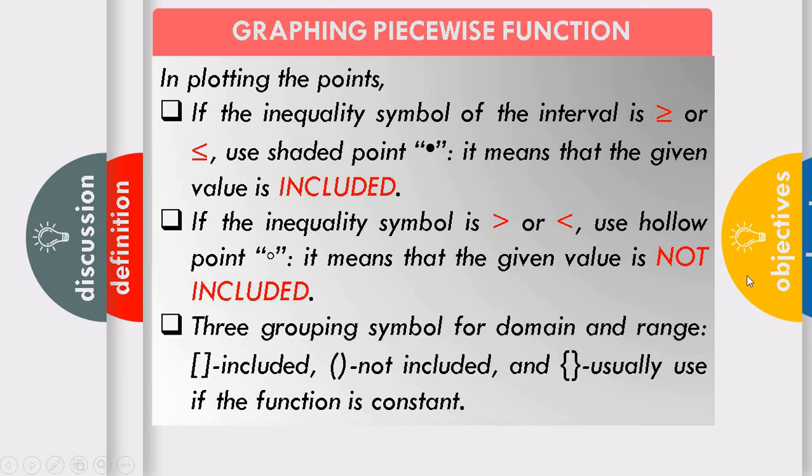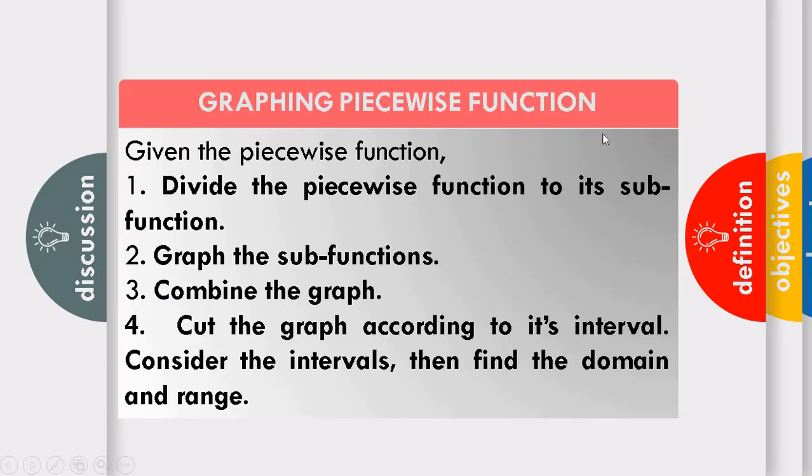So, three grouping symbols for domain and range. Bracket means included, parenthesis means not included, and braces are usually used if the function is constant. So these are the steps in graphing a piecewise function. Given the piecewise function, first, divide the piecewise function into its subfunctions. Second, graph the subfunctions. Third, combine the graphs. And lastly, cut the graph according to its interval. Consider the intervals, then find the domain and range.